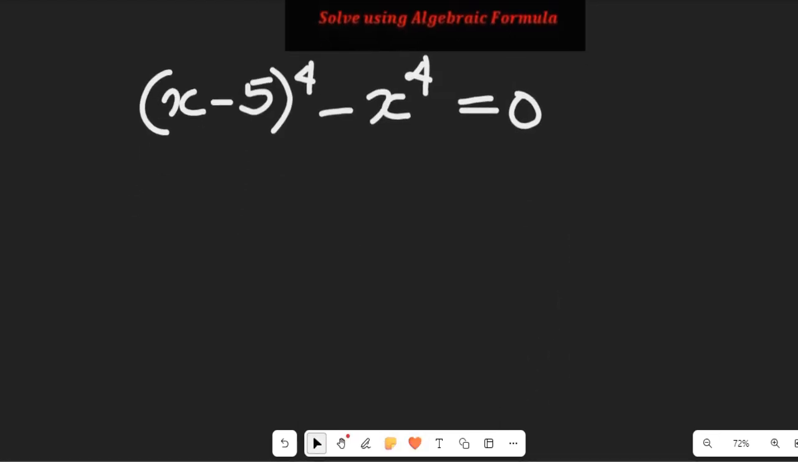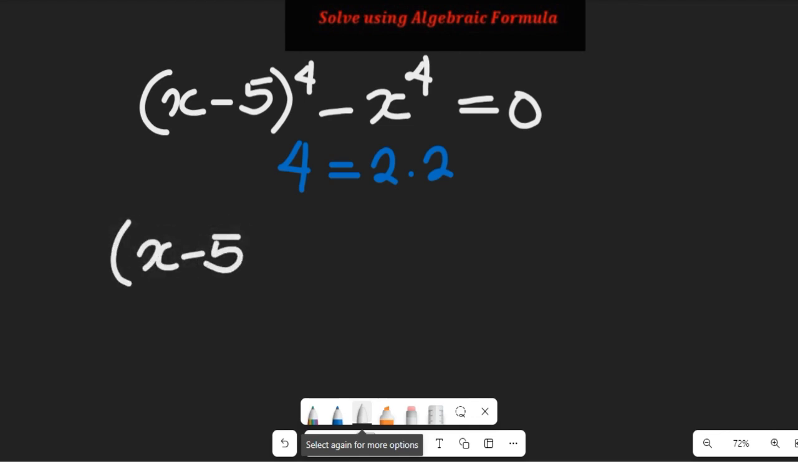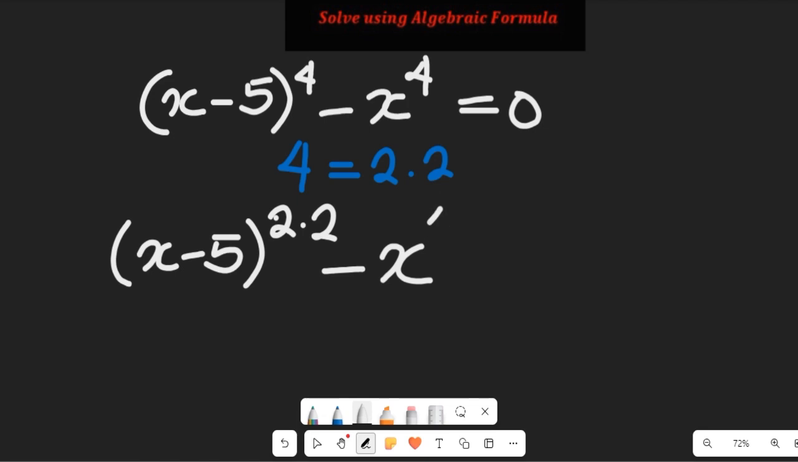So what do we do next? Looking at this, you agree with me that 4 can be equal to 2 multiplied by 2, right? So having that expression, that means I can expand the power of 4 to become 2 multiplied by 2. And this is going to give me (x minus 5) to the power of 2 multiplied by 2, minus x to the power of 2 multiplied by 2. And this will be equal to 0.